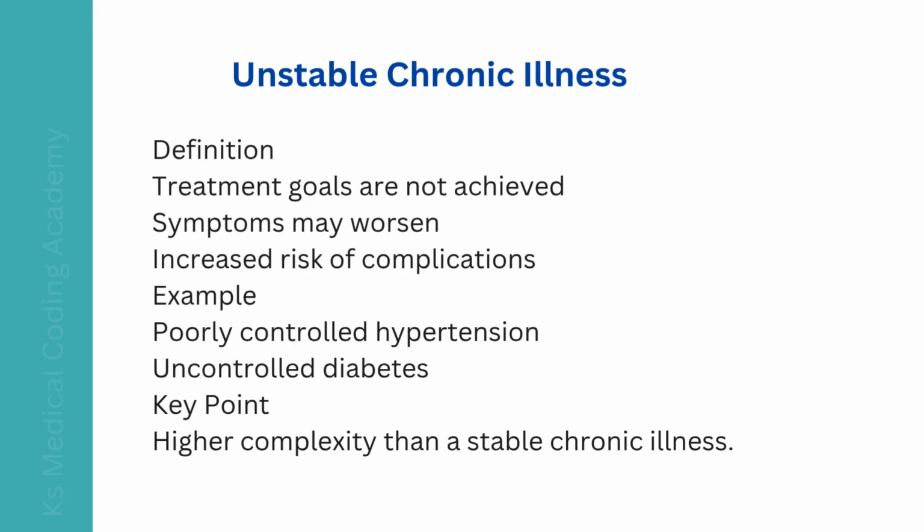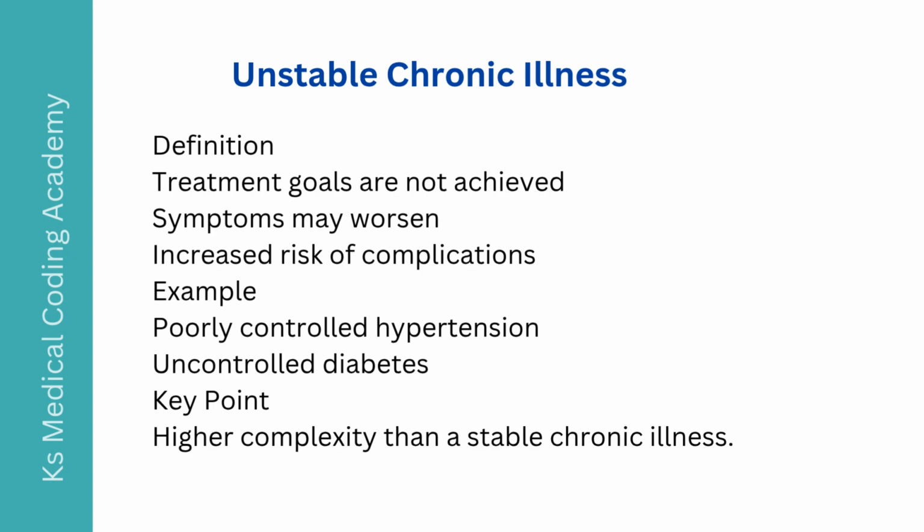An unstable chronic illness is a condition that is not meeting treatment goals or has worsening symptoms. These patients may require medication changes, additional testing, or closer follow-up. Examples include poorly controlled hypertension and uncontrolled diabetes. For CPC exams, unstable chronic illnesses usually indicate a higher level of medical decision-making than stable chronic conditions.